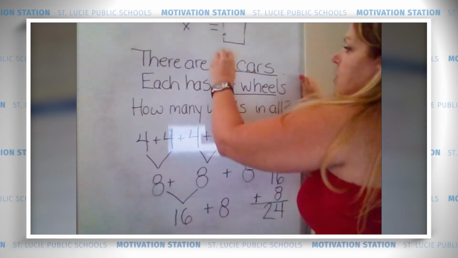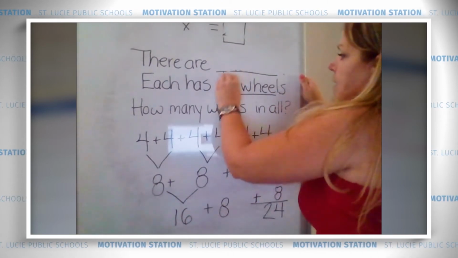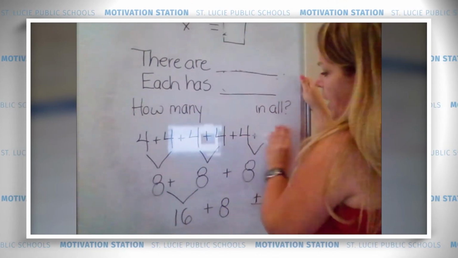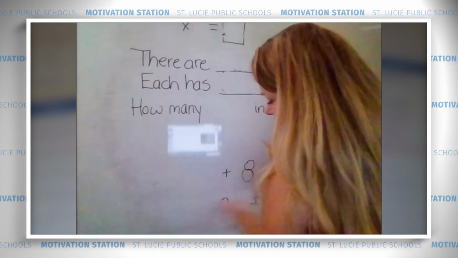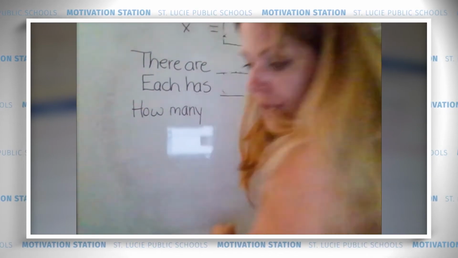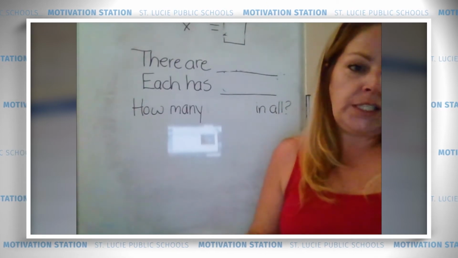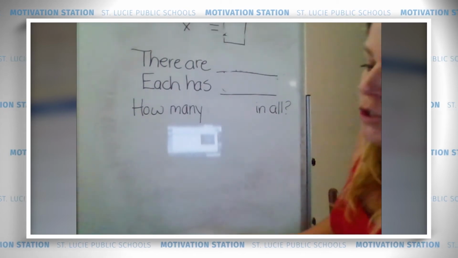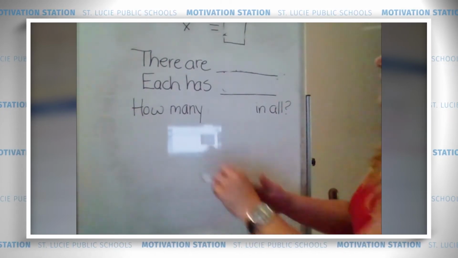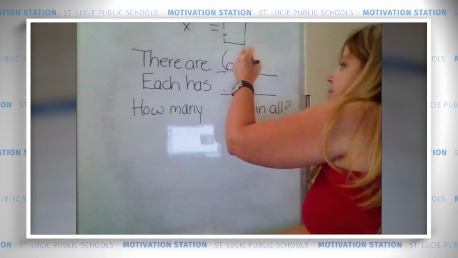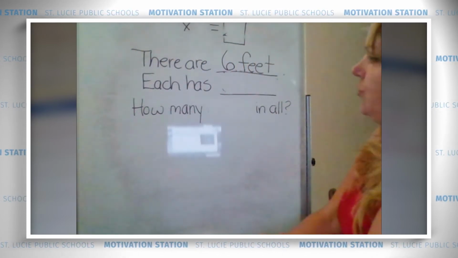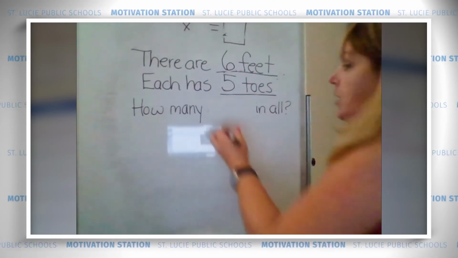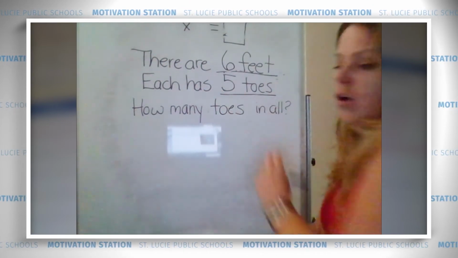Just erasing those parts because we're going to use all these same parts again. This time I'm going to go to the list of things that come in groups of 5, things that come in 5s. So when I look back at my list on those page 13 and 14, I see that things that come in groups of 5 are toes. Well, what do toes come on? Feet. So let's say there are 6 feet, and each foot has 5 toes. And I'm going to look for how many toes in all.